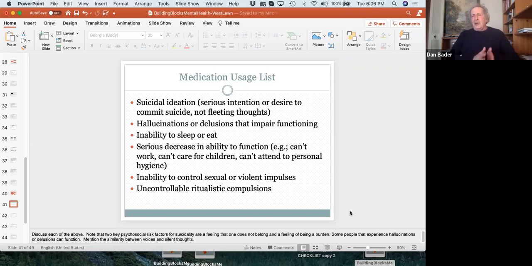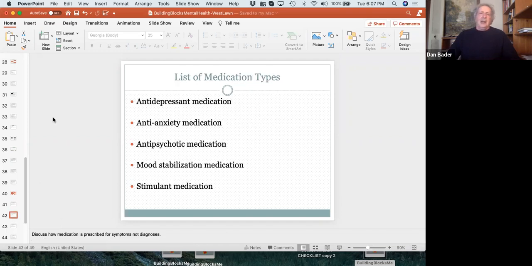Now, again, I would argue very strongly that most people do not need these psychiatric medications, but these are some examples of where somebody might want to take them temporarily or even long-term if you have certain things going on. Okay. So I'm going to move to the next slide.